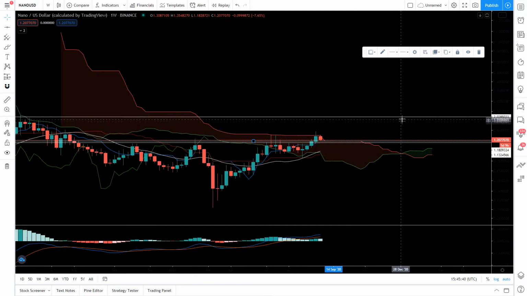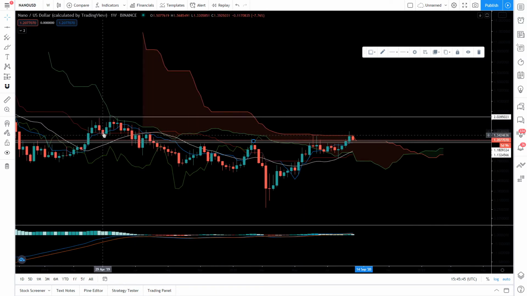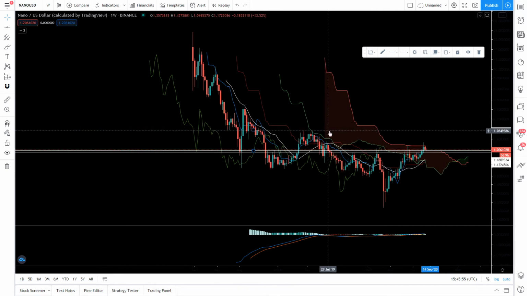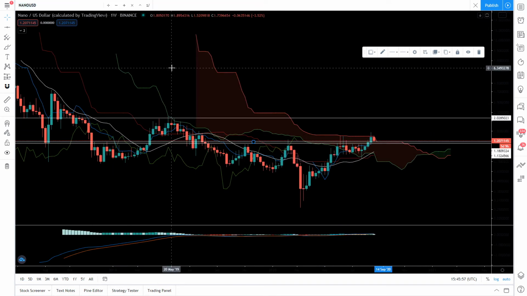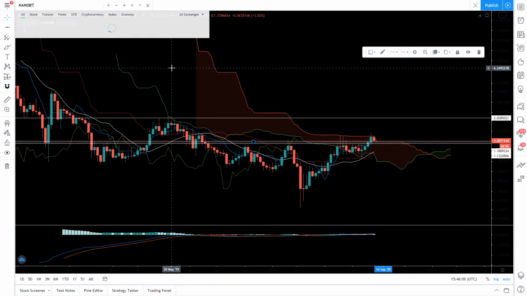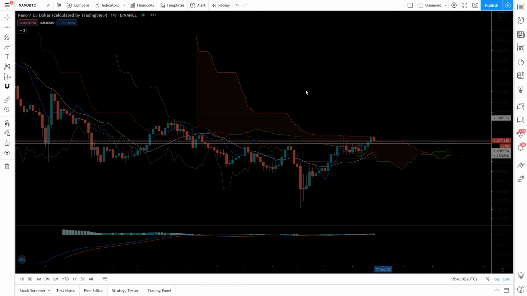The next resistance is at $2. There's not much resistance. You can see that in the past as well, we never had much resistance between $1.2 and $2. So the coast is clear for Nano. So let's take a look at the Nano BTC chart. Again, I'm going to use the Binance chart.